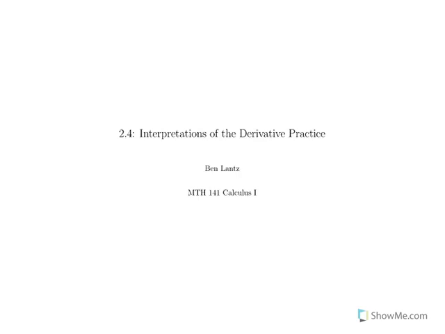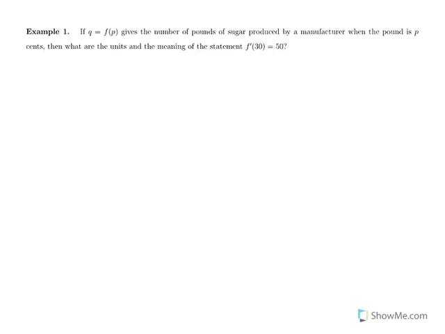In this video, we're going to do a couple more practice problems dealing with the units of the derivative and interpreting the derivative in the context of a real-life problem. So the first example, we have Q equals F of P gives the number of pounds of sugar produced by a manufacturer when the price per pound is P cents. What are the units and the meaning of the statement F prime of 30 equals 50?